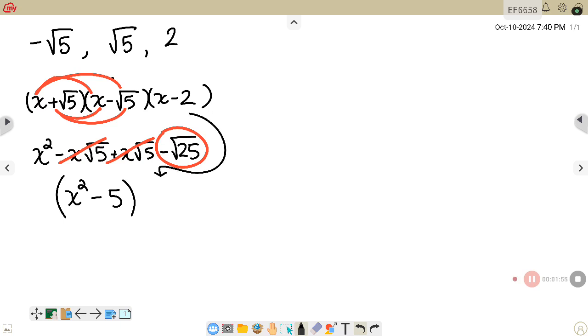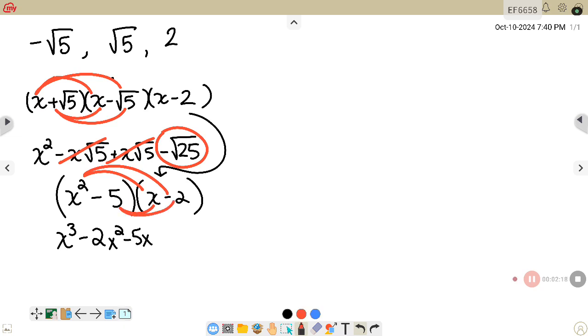I still have this last one, x minus 2, and then I'll FOIL here. X squared times x gives me x to the third. X squared times negative 2 is negative 2x squared. My inner is negative 5x. And my last, negative 5 times negative 2 is positive 10. That one is completely done because not only are there no like terms, the exponents are already in descending order for us.